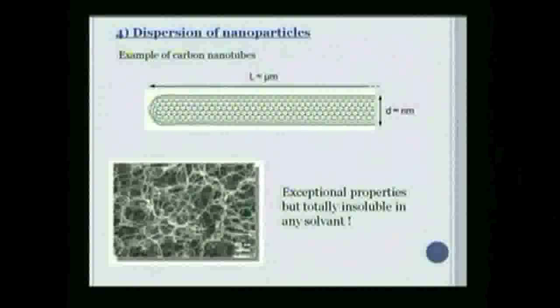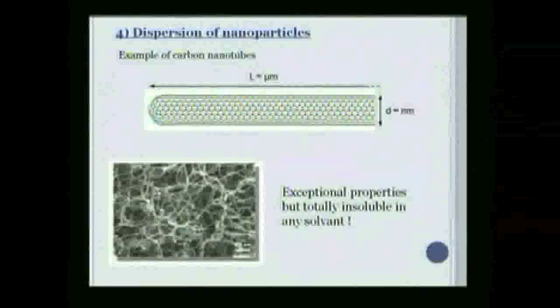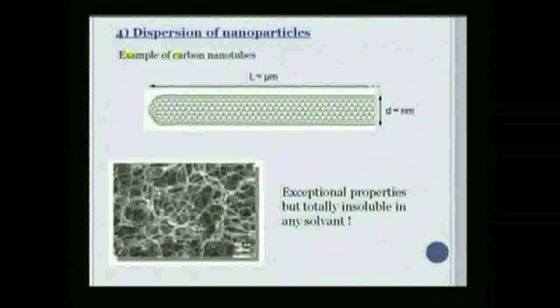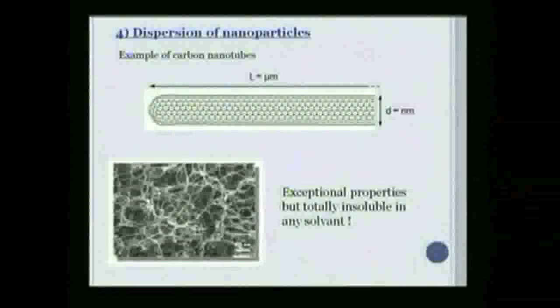So if you want to process carbon nanotubes, and if you cannot solubilize them into a solvent, it's very complicated because the raw powder of nanotubes looks like this. It's a soot in which they are completely entangled, disordered. There are strong van der Waals interactions between them, which entangle them. So it's very complicated. You cannot use their very nice properties like this.